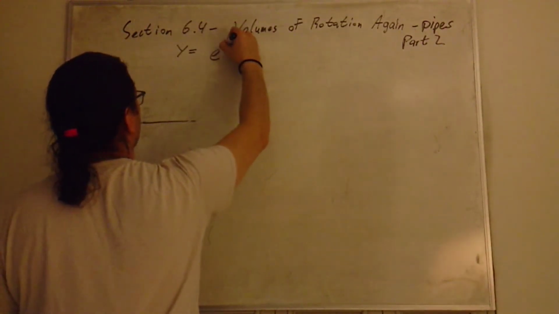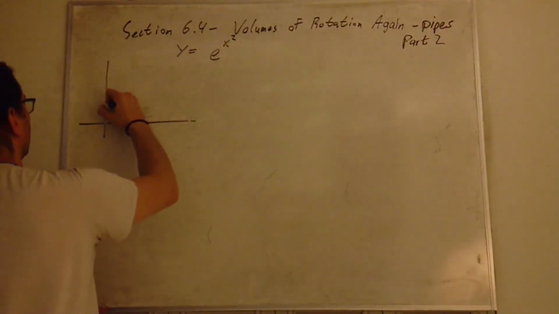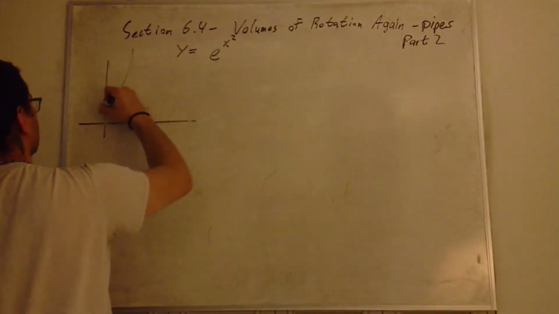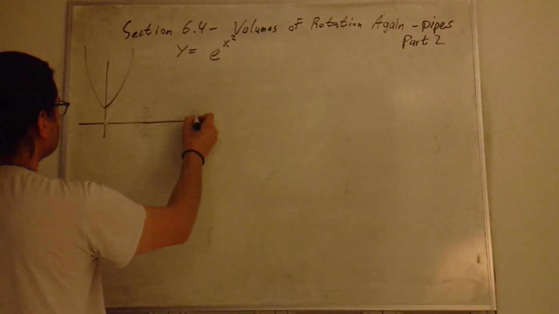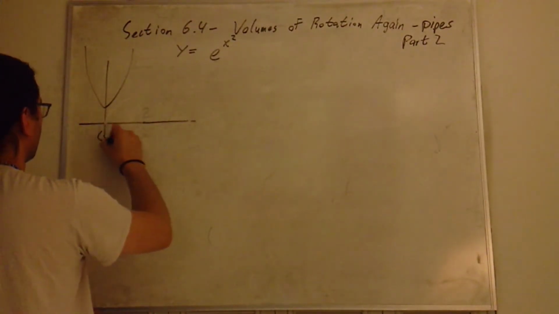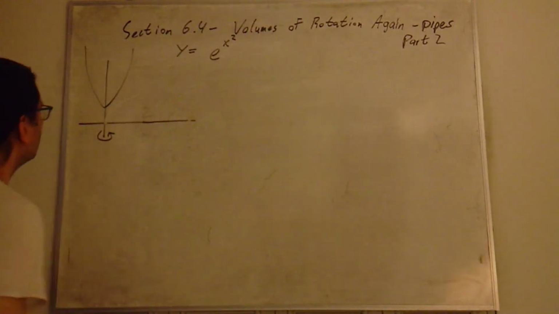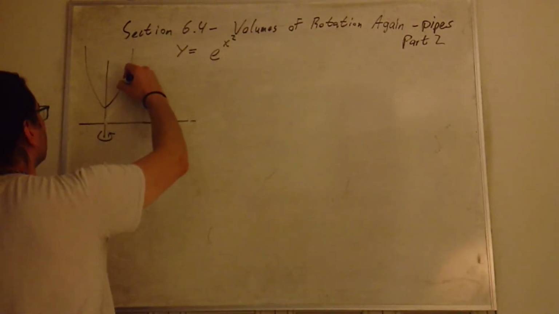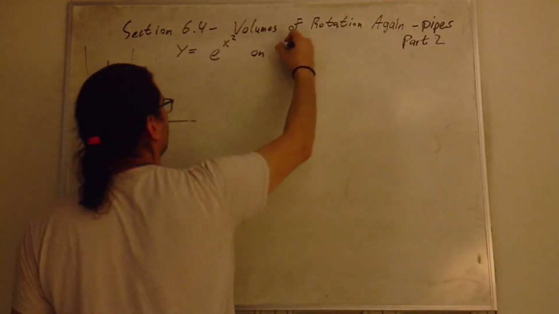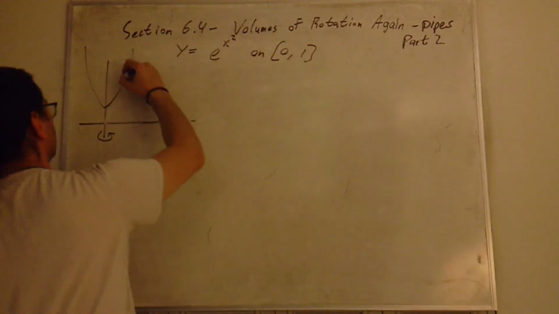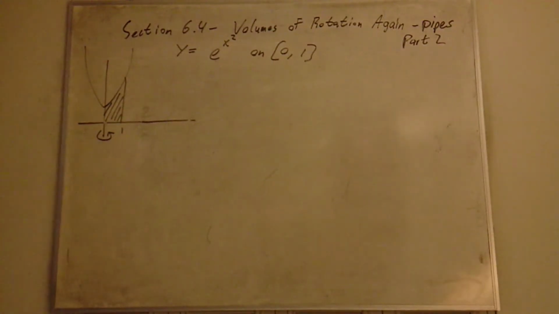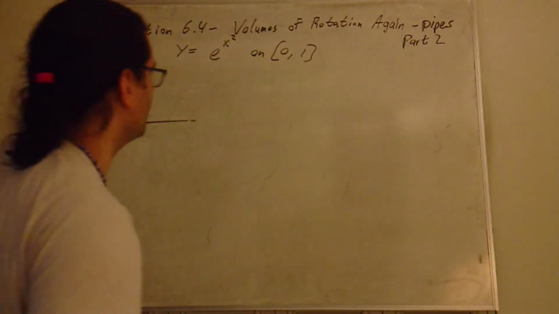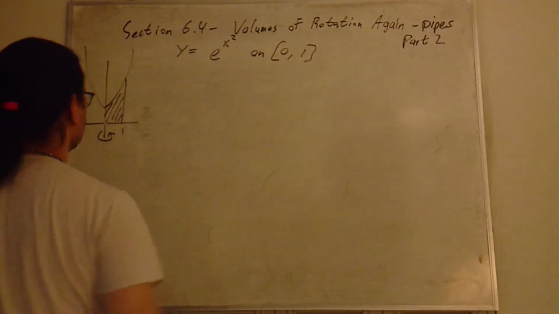Let's do e to the x squared. E to the x squared looks like this. I want to rotate this around the y-axis, between 0 and 1. So the shape we're going to get is probably going to look a lot like the one we started with in the first video. Kind of a shot glass looking shape. But the mathematics of getting there are going to be a lot more interesting.